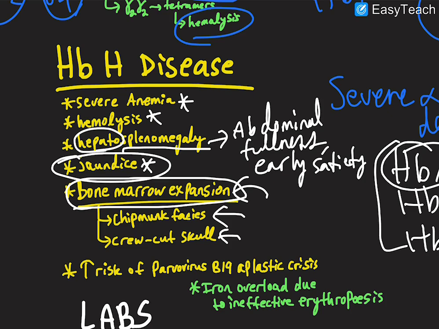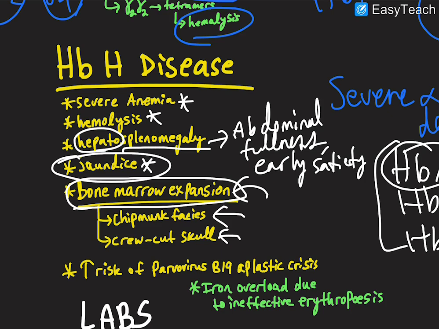Someone needs to take over. So your liver tries to do that, which is called extramedullary hematopoiesis, right? Hematopoiesis occurring outside of your bone marrow. So that's why you get hepatomegaly, or enlargement of your liver. But then you start getting massive bone marrow expansion. Why? Because beta tetramers are not functional hemoglobin. So that means you get hypoxia.